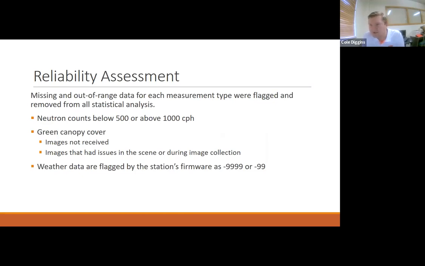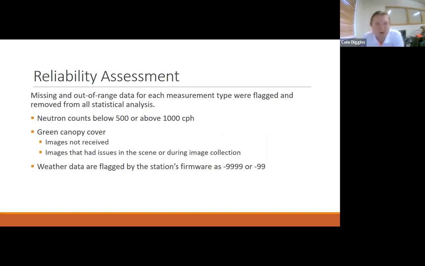And then for green canopy cover, we actually broke this out into two. There's 2 kind of classifications that were in green canopy cover. Sometimes we just would not receive an image. And then other times images had issues in the scene during image collection, anything from snow to sometimes the camera would use an infrared filter for no real reason at all. It was just something that we click on sometimes. So that accounts for some errors that we saw in the green canopy cover measurements. And then weather data are actually flagged as issues by the firmware in the Atmos 41s and ClimateView 50s already.